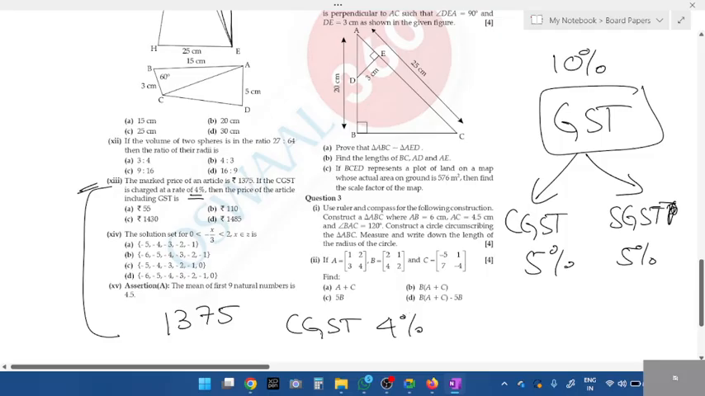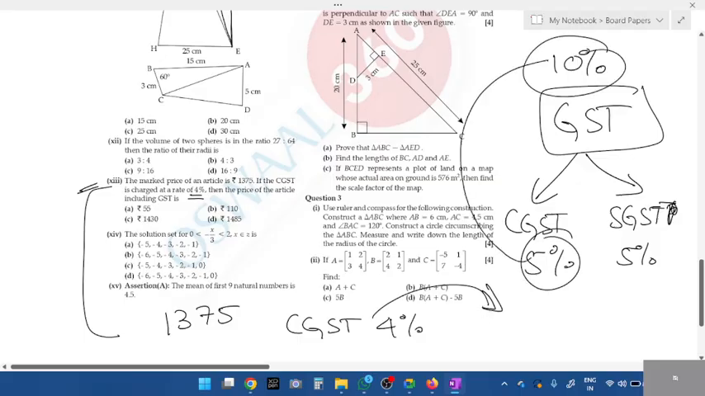So here, what is given? Is the GST value given or the CGST value given? CGST. How do you convert it into GST? If CGST is 5%, what is GST? Isn't it double? So what will be the value of GST? GST should be 8%.